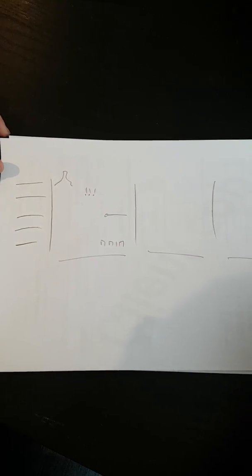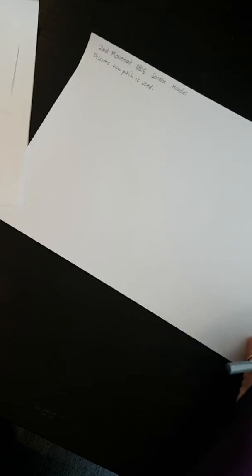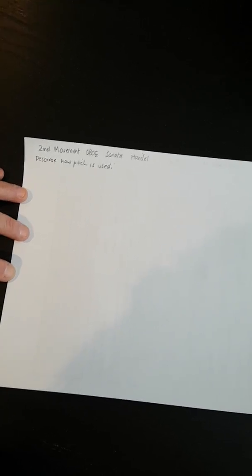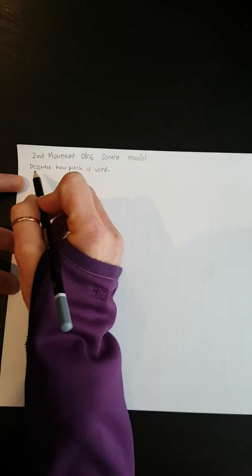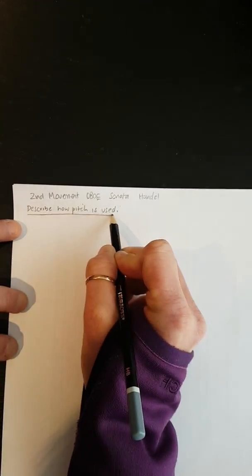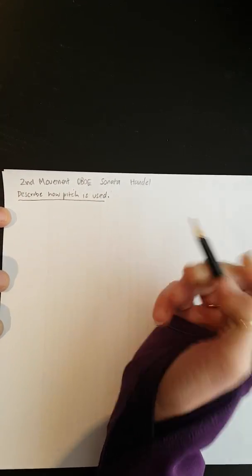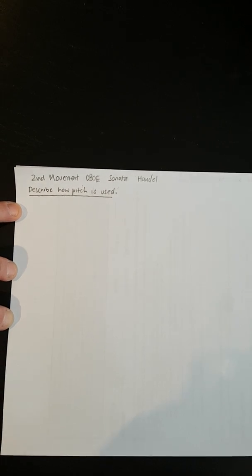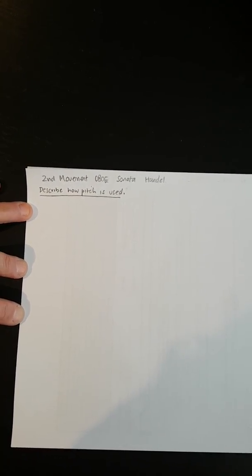Now for the benefit of the students that I know are watching, we're going to listen to an excerpt that's the second movement of the Oboe Sonata by George Handel, and the question is: describe how pitch is used. Now for the moment I'm not going to worry about that question, simply because I'll come back to the question itself. What I'm going to show you is how to do a texture diagram in real time.